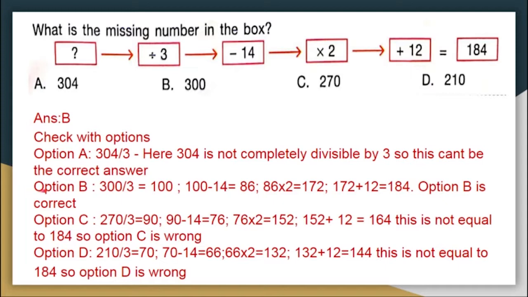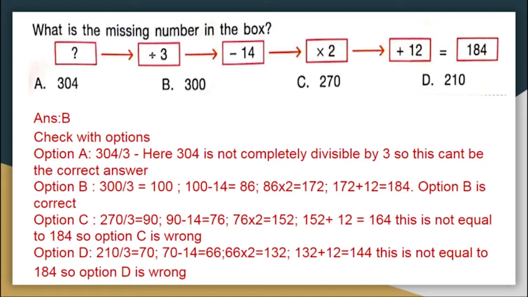Let us look at option B. What is option B? It is 300. Okay. Now what is 300 divided by 3? 300 divided by 3 is 100. 100 minus 14 is 86. 86 multiplied by 2. What is 86 multiplied by 2? 172. 172 plus 12 is 184. So option B is satisfying the sequence correctly. So option B has to be your answer.